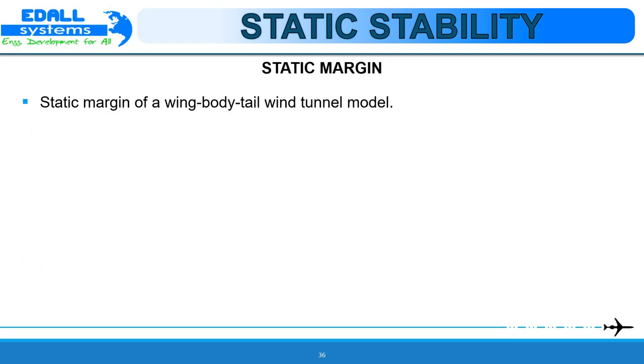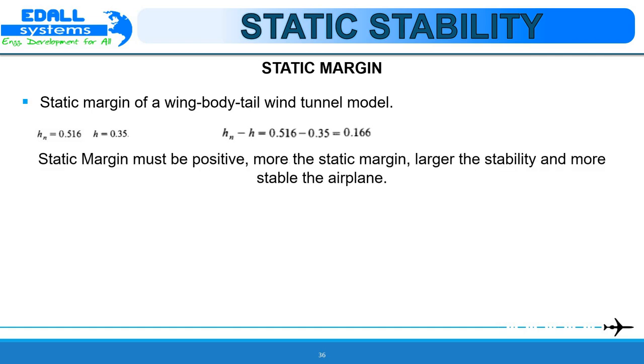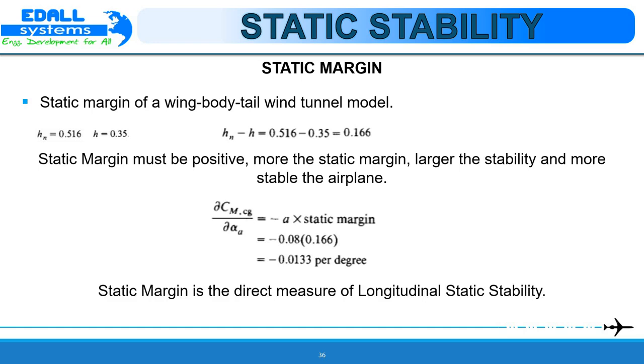Let us see a wing body tail example for this too. We know that hn is equal to 0.516 and h is equal to 0.35. So subtracting these two, we get 0.166. Static margin must be positive. The more the static margin, the larger the stability and the more stable the aircraft. Hence, we get ∂Cm,cg/∂α is equal to minus a into the static margin. We get the answer as minus 0.0133 per degree. Static margin is a direct measure of longitudinal stability.